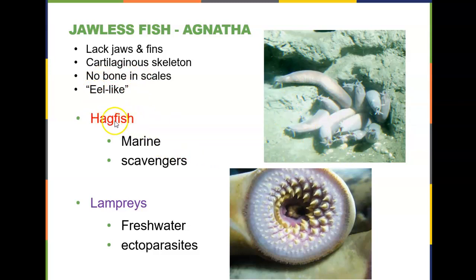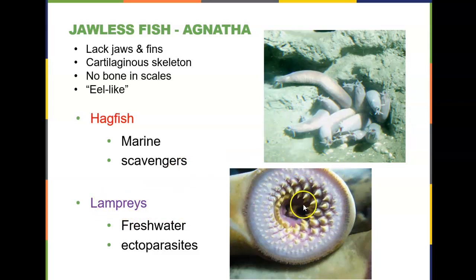There are two main groups, the hagfish, which are shown in this upper picture here. They are marine organisms and they're scavengers. So these are individual hagfish. They look for dead things and consume them, versus the lampreys, which are shown here.